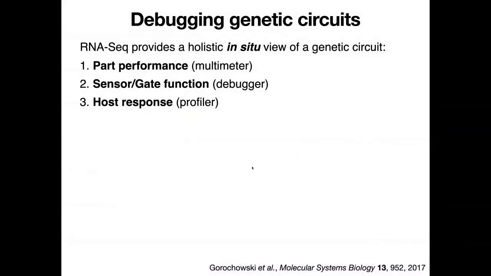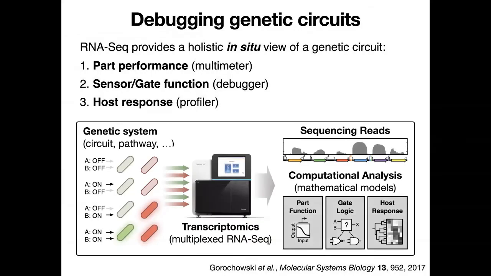Now, to try and address this over the past 5 or 6 years, we've been attempting to build what I would call a genetic debugger that uses RNA sequencing to provide a more complete view of the entire transcriptional state of a circuit. And so this works by carefully processing and interpreting RNA sequencing data to allow us to measure how each of the individual genetic parts and devices is functioning, as well as the response of the cell to the circuit. Now, this is a demonstration of how this system works at a very high level.